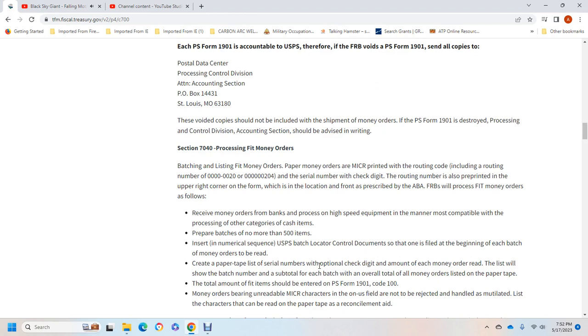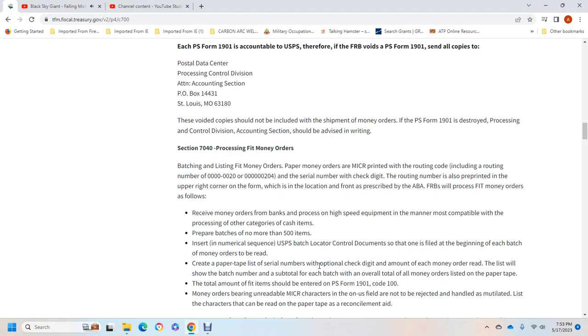Receive the money orders, or the bank's high speed equipment, in a manner compatible with the processing of other cash item categories. Prepare batches with no more than 5 items, or insert a US Postal Service batch locator control document at the beginning of each batch of money orders to be read, prepaid, paper type, serial numbers with the optional check digit and amount. With the amount of each money order read, the tape will show the batch number, the subtotal of each batch, and the total of all money orders listed on the paper tape.